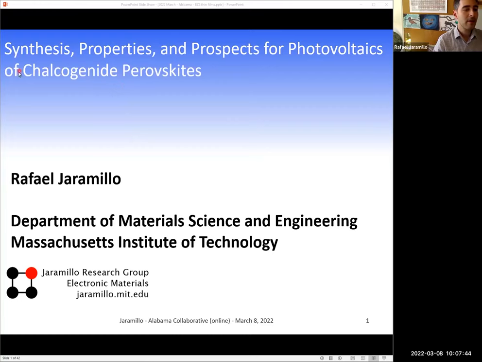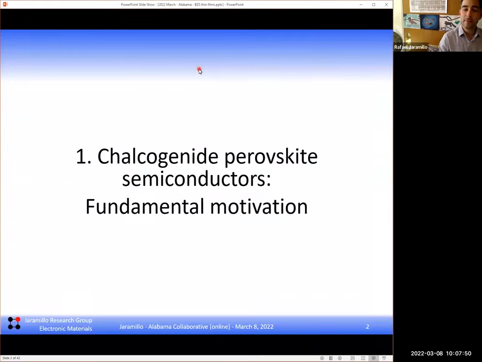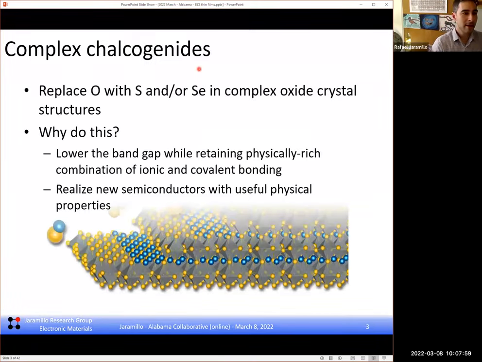So this is about chalcogenide perovskites. Right, so I'm gonna step through a series of chapters here. So let's start with the fundamental motivation. Why should you care? This is a pretty fundamental motivation.